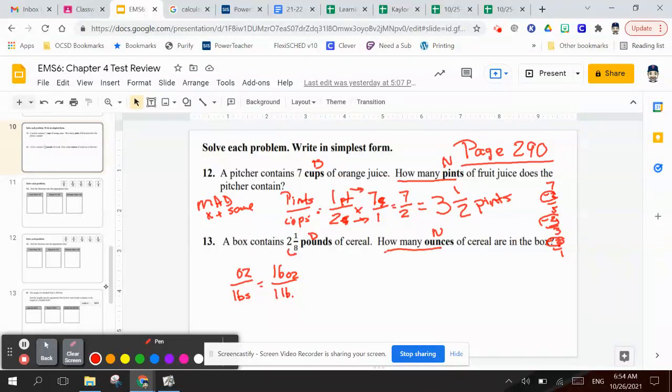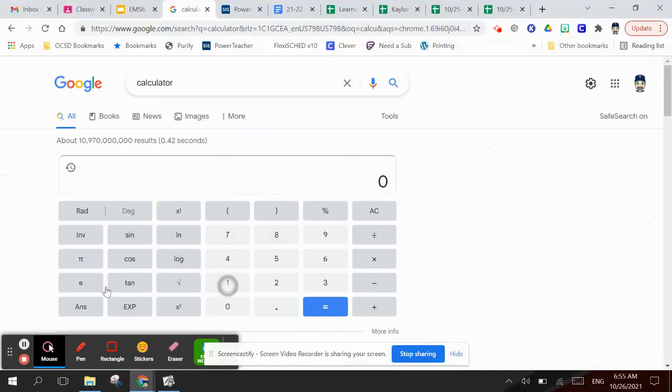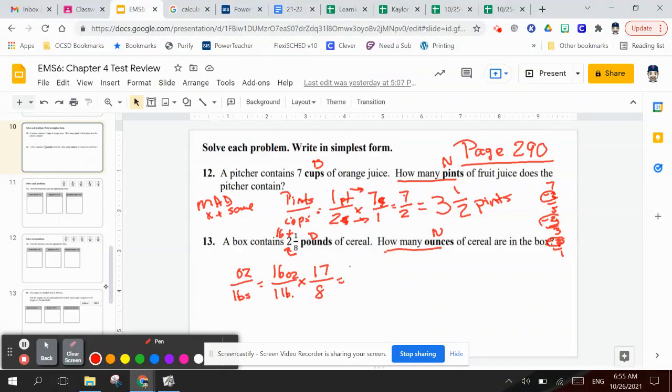So I take 8 times 2, which is 16, and I add that to the numerator, which is 1, to get 17 over 8, the same denominator. So when I do this, I multiply, and I multiply 16 times 17. So here's my calculator, 16 times 17. I get 272. And 1 times 8 is 8.